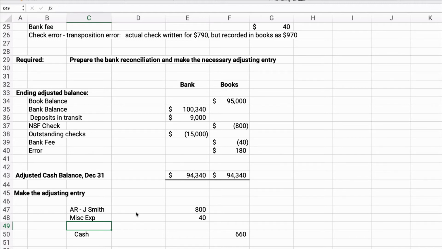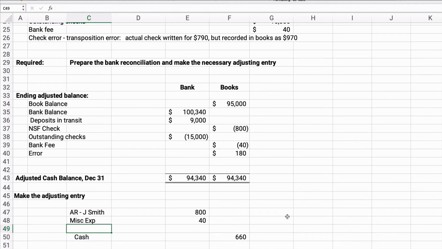We have one for $180, and it was a check written for $790. We don't know what this original check was written for, but we can assume maybe it was for accounts payable, and so we need a credit. So let's credit accounts payable for the $180. We sent it $970 to accounts payable rather than $790, so we need to increase that accounts payable again.